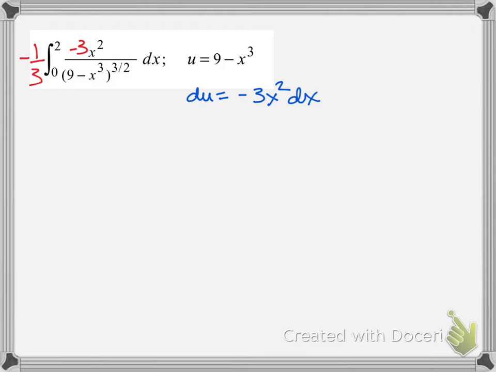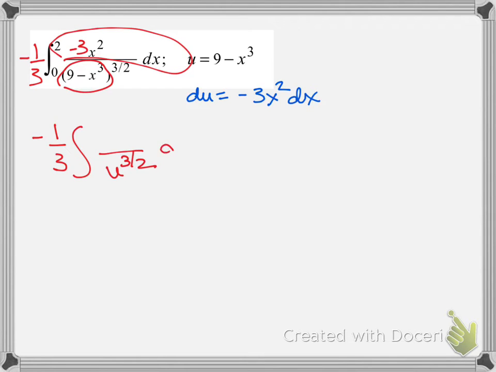Okay, so now I'm going to bring down my negative 1/3, the integral of, this is my u to the 3/2 on the bottom. On the top, all of that is du. I'll move it out here. Okay, next my u bounds. These are x bounds right now. If I plug in an x of 0 right here, I get that u is 9. And if I plug in that x is 2 right here, I get that u is 1.